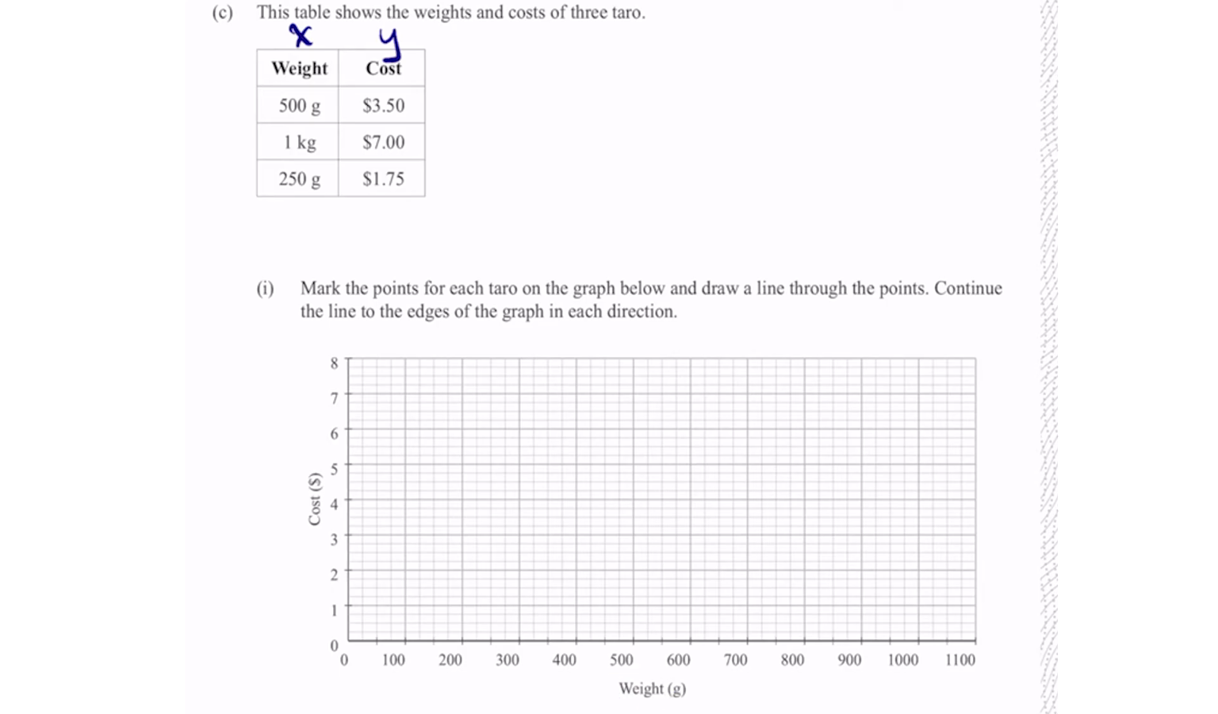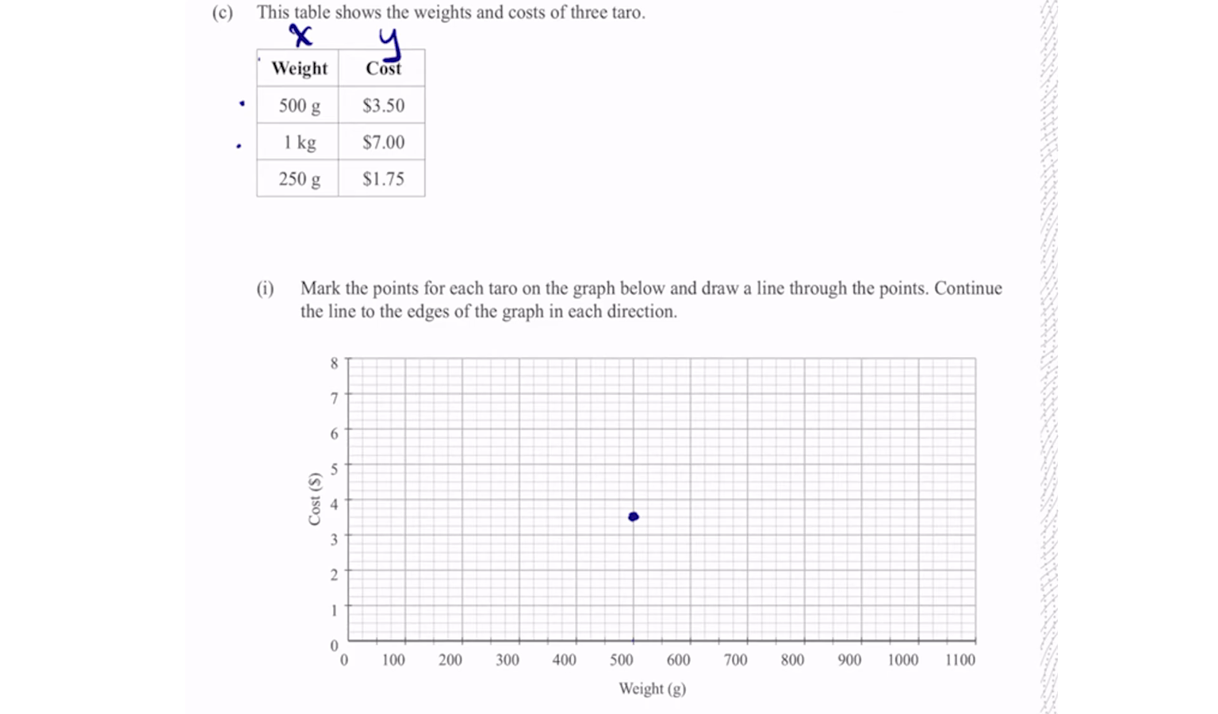Essentially when we do a plot, we look for which value we go across first, the x-axis, until we match the number that's listed in the table, and then we go up and match the cost as well. For our first point, we're looking for 500 grams. We always go through the x first. So 500 grams is here, I believe, and then we go up to 3.5. So up to 3.5 is here. So this is where our first point is located. Let's do the next one.